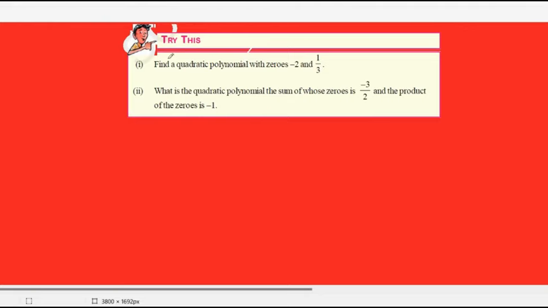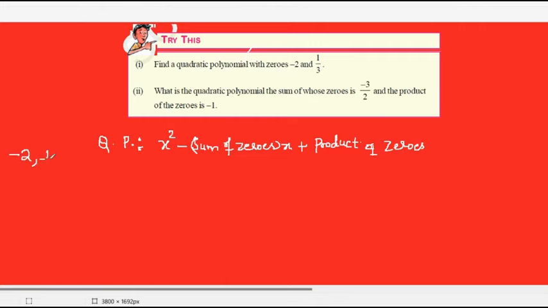We'll discuss, try this. Find the quadratic polynomial with zeros minus 2 and 1 by 3. To find the quadratic polynomial, we have to use the formula x square minus sum of zeros into x plus product of zeros. So here they have given zeros. The two zeros are minus 2 and 1 by 3. Sum means we have to add the zeros. Product means we have to multiply these two zeros.